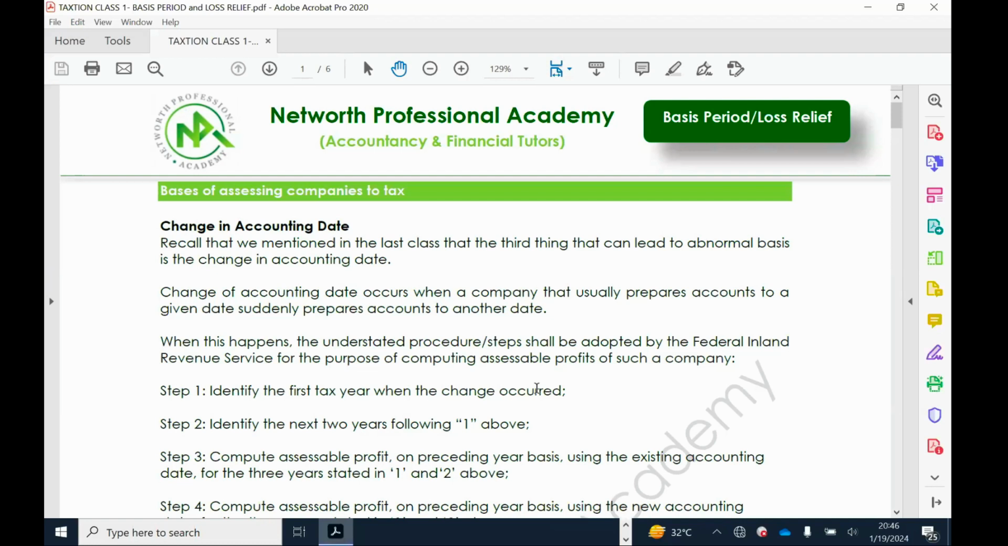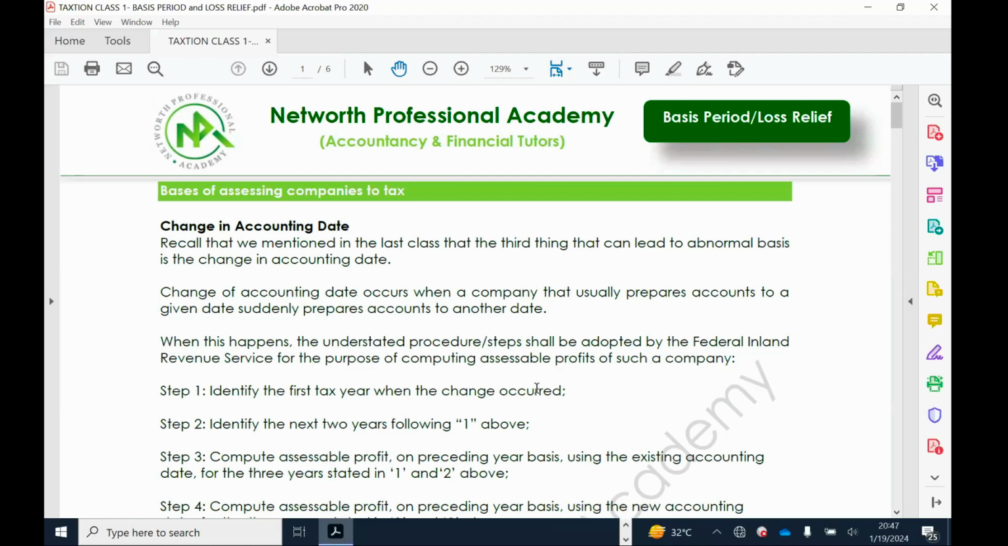The second example, we said, another thing that can lead to an abnormal basis is cessation of trade. That is, for a particular reason, a company cannot carry their business further anymore.